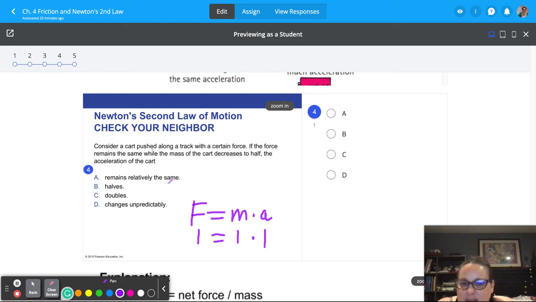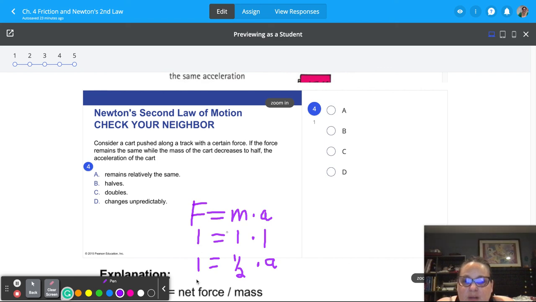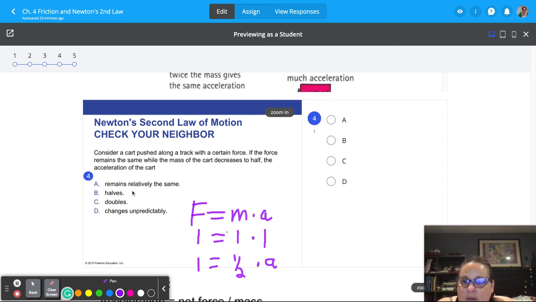It says if the force remains the same, so force is still going to be 1. And it says while the mass is decreased to half, so half, what happens to the acceleration? To solve for A, I would have to multiply both sides by 2, which would give me 2 equals A. And so A goes from 1 to 2, meaning that it indeed doubles.